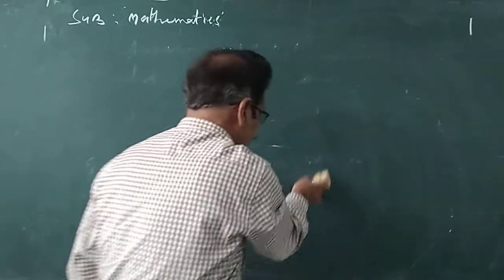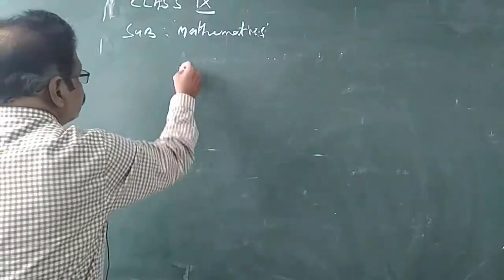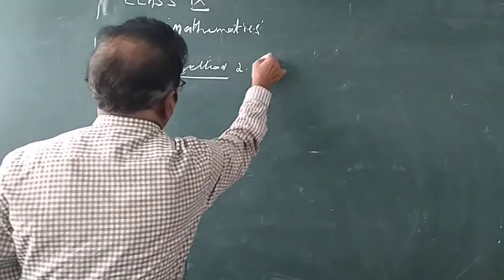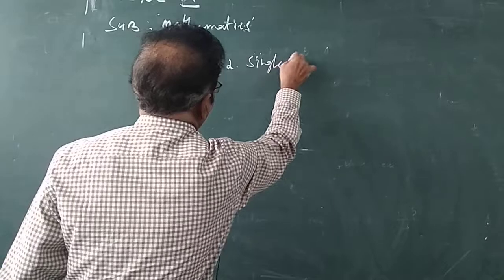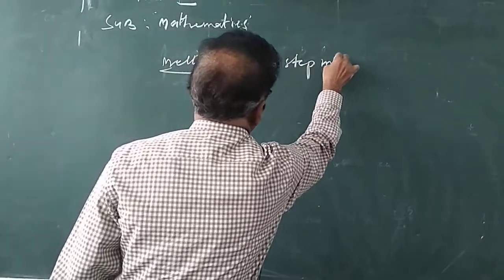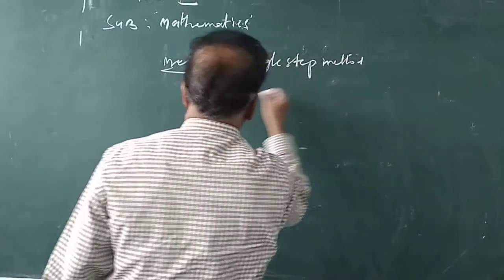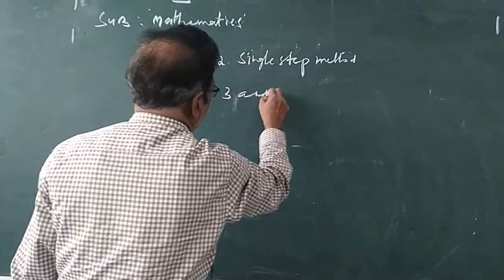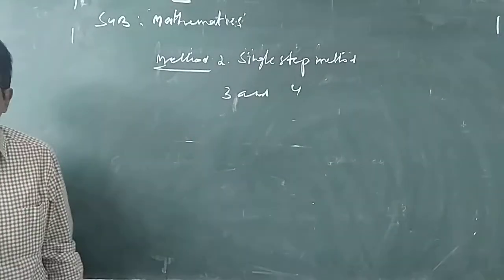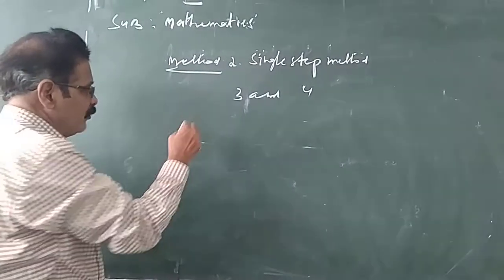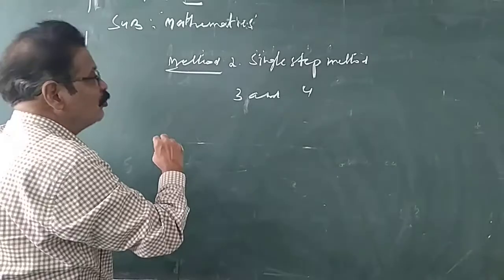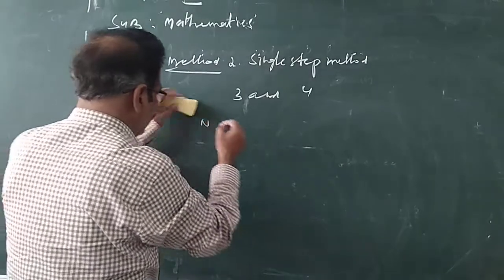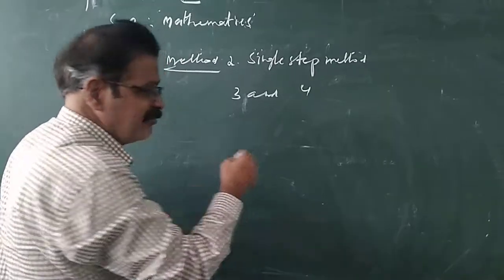Single step method. Method 2. Single step method. Between 3 and 4. Given rational numbers are 3 and 4. How many rationals can you arrange? Two rationals. The number of rationals arranged is 2.